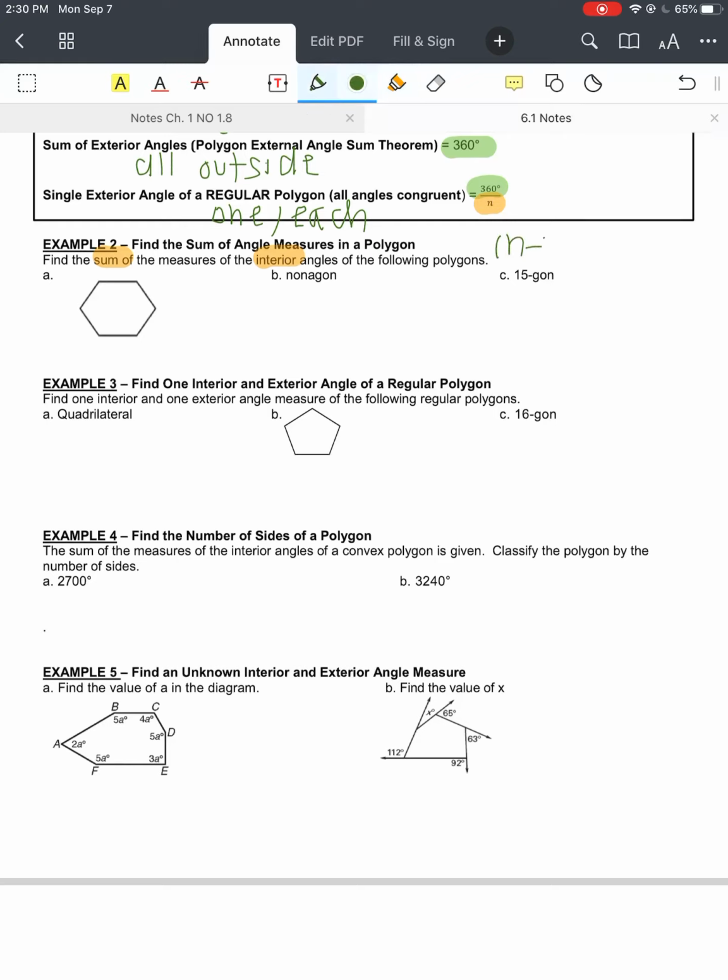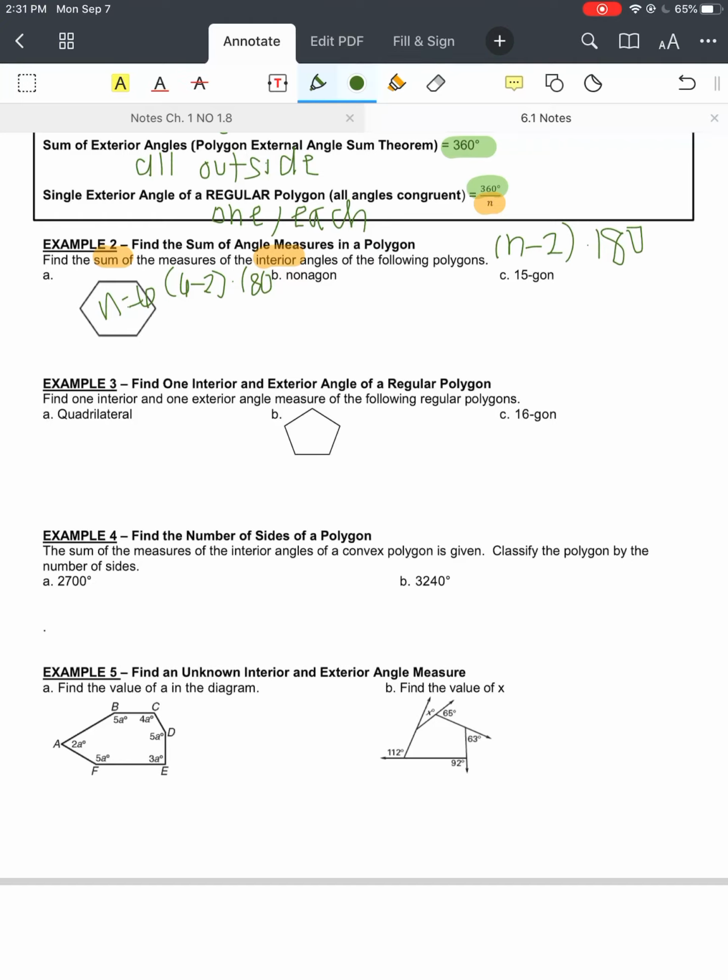So I'm going to be using our formula, n minus 2 times 180. So all I really need to know is what n is, the number of sides. So in letter A, n is 6. This is a hexagon. There are 6 sides. So I'm just going to apply this formula: 6 minus 2 times 180.